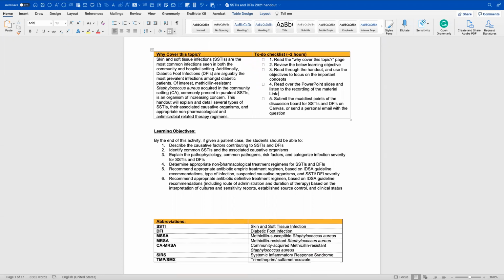So by the end of this activity, if given a patient case, you all should be able to describe the causative factors contributing to different SSTIs and DFIs. You want to be able to identify common SSTIs and the associated causative organisms. You want to be able to explain the pathophysiology, the common pathogens, the risk factors, and categorize infection severity for SSTIs and DFIs. You want to determine the appropriate non-pharmacological treatment regimens for SSTIs and DFIs. You want to recommend appropriate antibiotics for empiric and then definitive treatment based upon the IDSA guidelines for the management of SSTIs and DFIs.